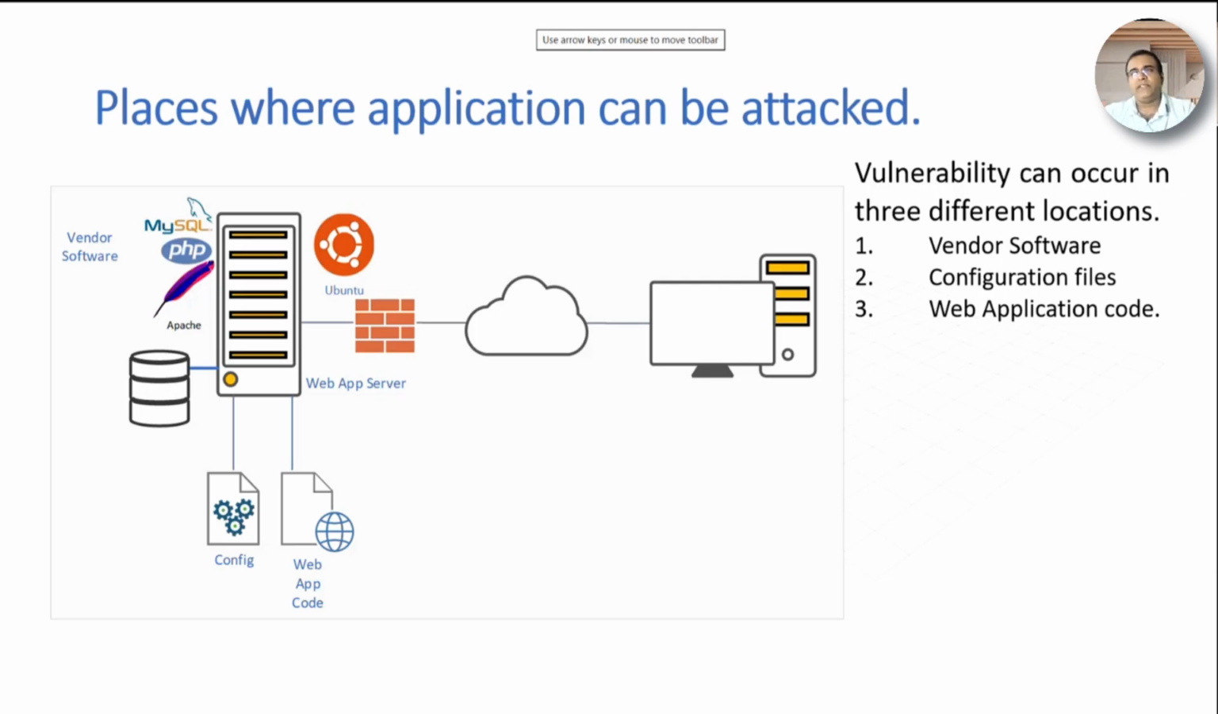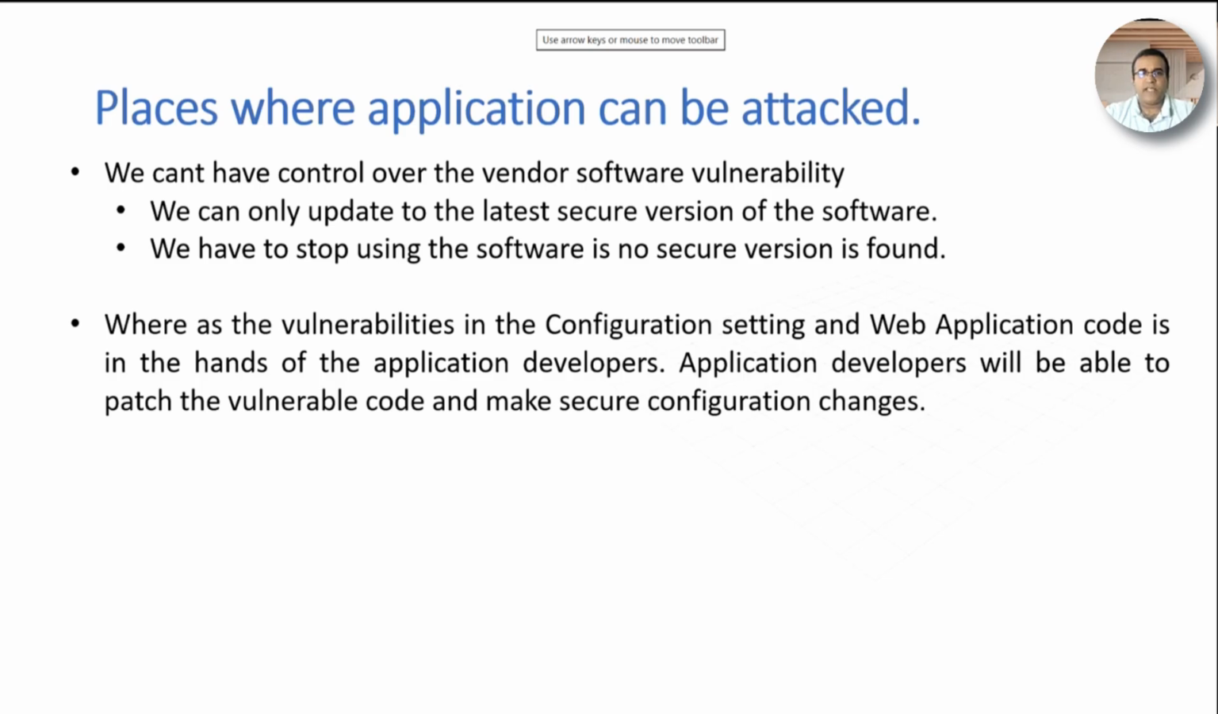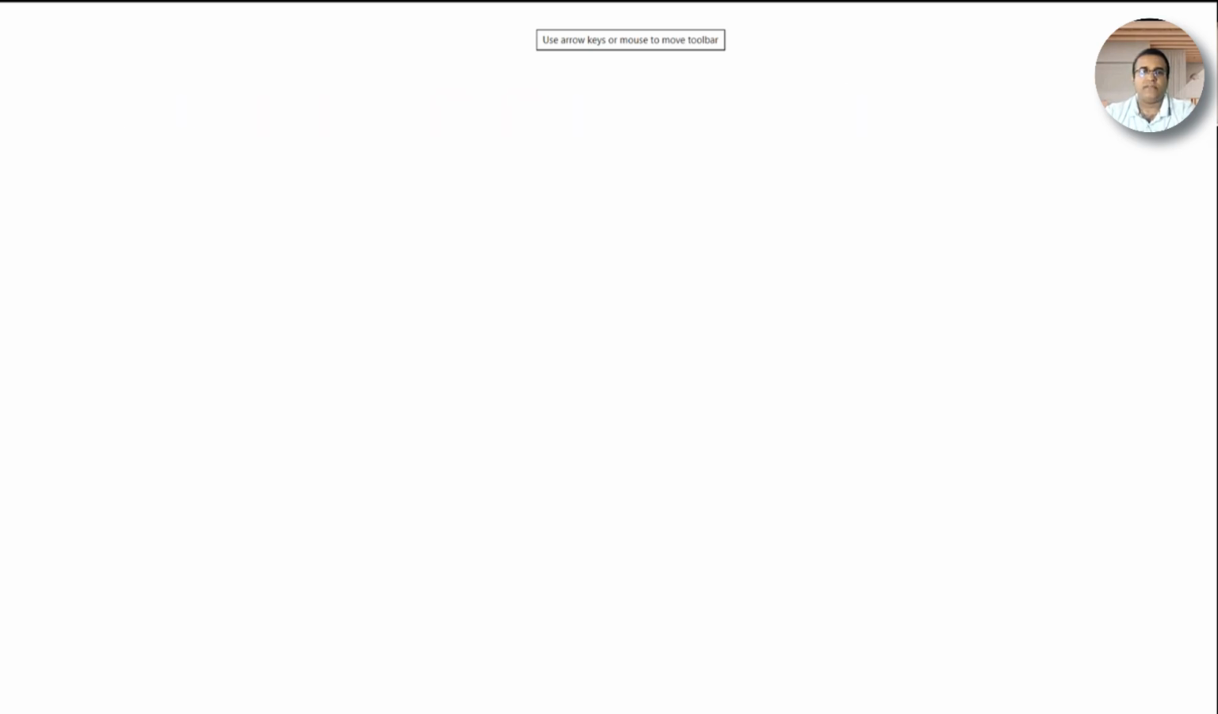So these are the three different places we are looking at. Vendor software and configuration files are predominantly the operations team's responsibility. Web application code is basically the developer's responsibility. As we just discussed, for vendor software, you can only update to the latest secure version or stop using the software, and then there are the vulnerabilities in configuration settings.